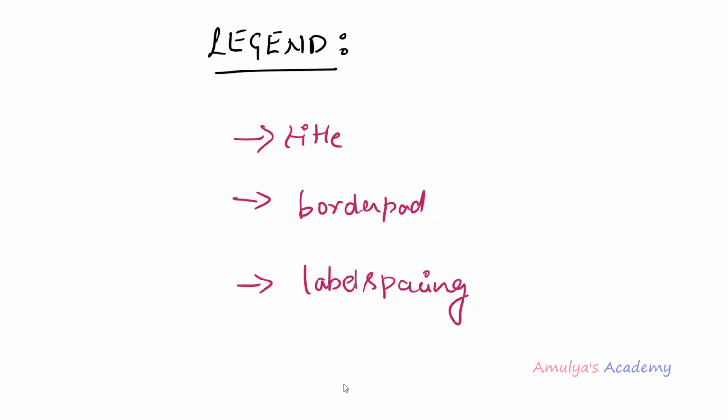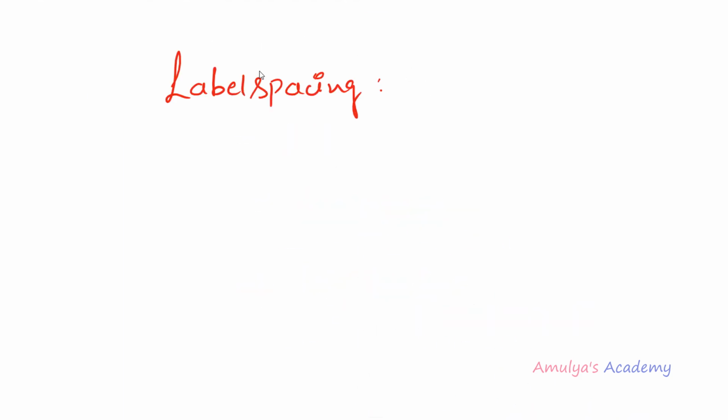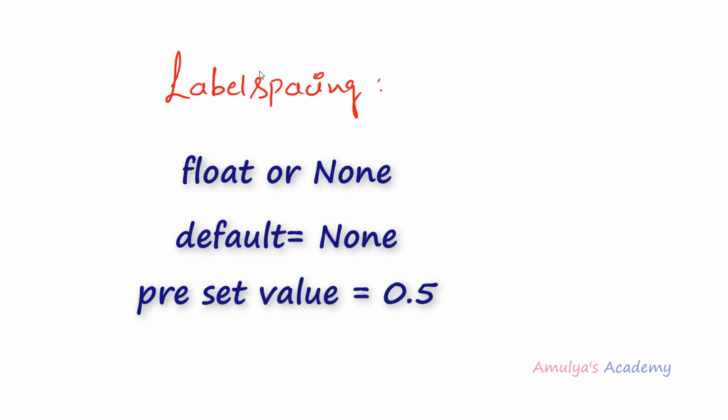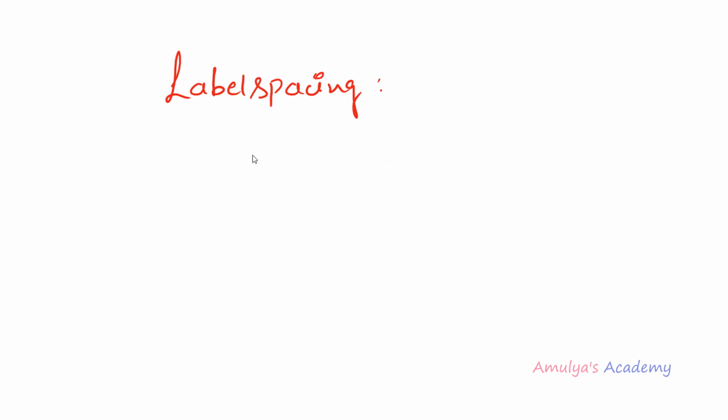Next we'll discuss about the label spacing. The label spacing keyword argument takes either a float value or None. Default value is None. That means it will take a preset value. This keyword argument allows us to change the vertical space between each entry. So we can change the vertical space between legend entries using this label spacing keyword argument. So let's see the example for this.